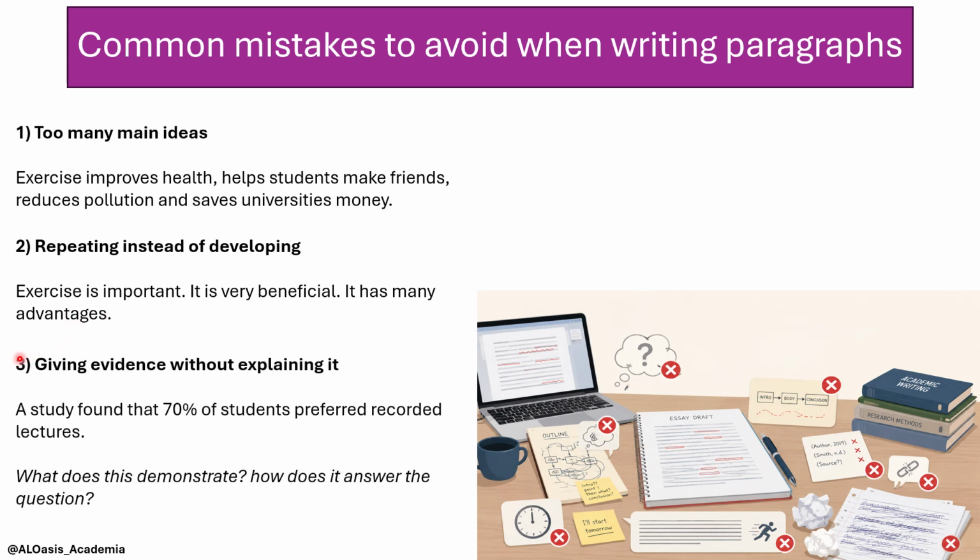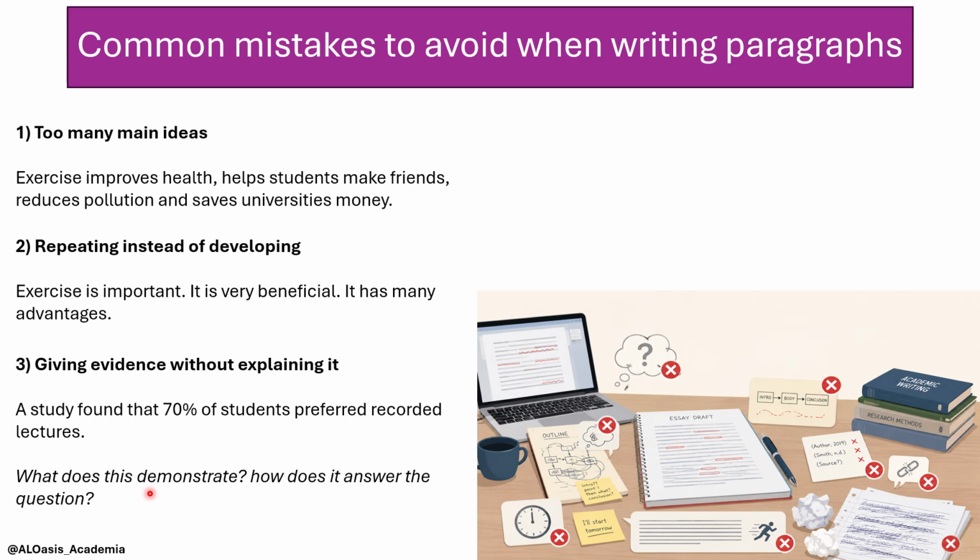The third one is giving evidence without explaining it. So, for example, let's say that a student wrote that a study found that 70% of students preferred recorded lectures. This is not a good sentence. Why? What does this demonstrate? If the student just wrote that and then moved to the next idea, this idea is not developed. They needed to show what this demonstrates.